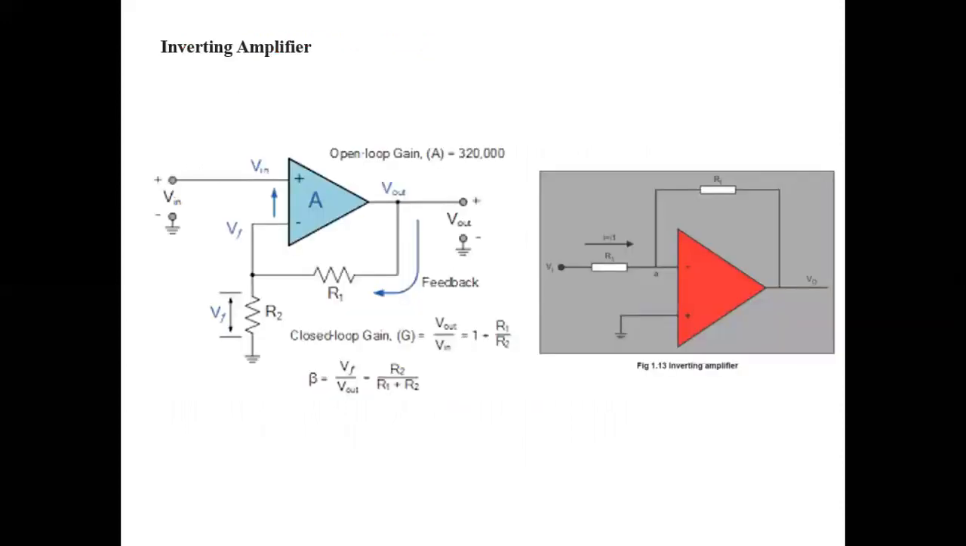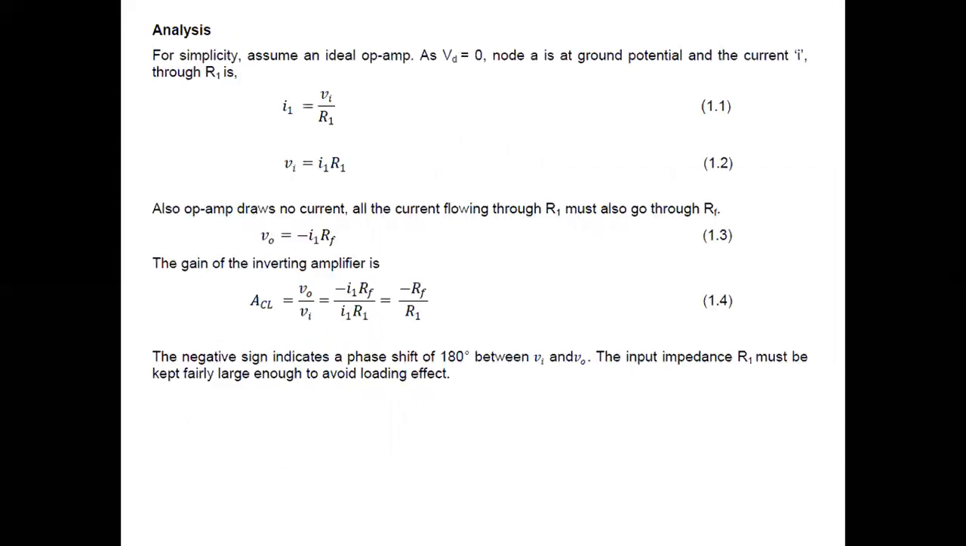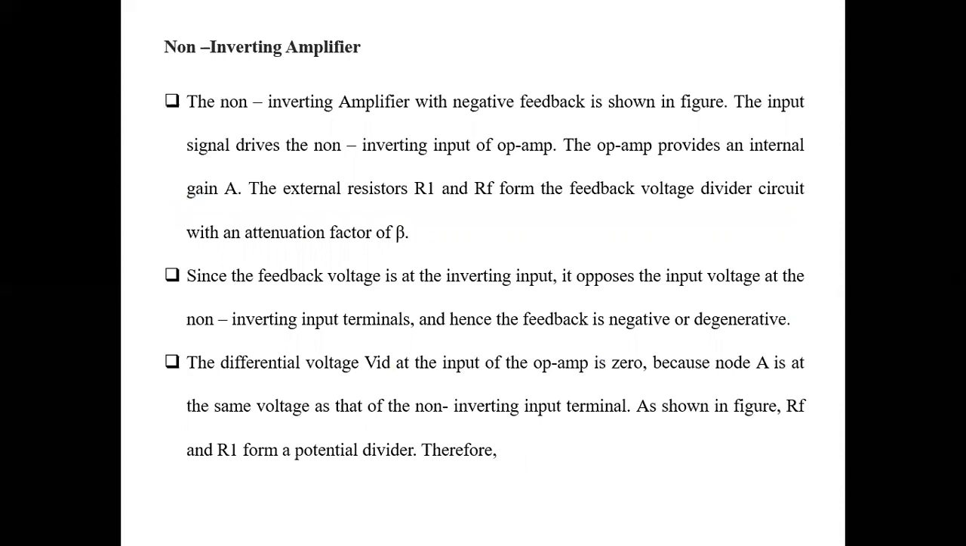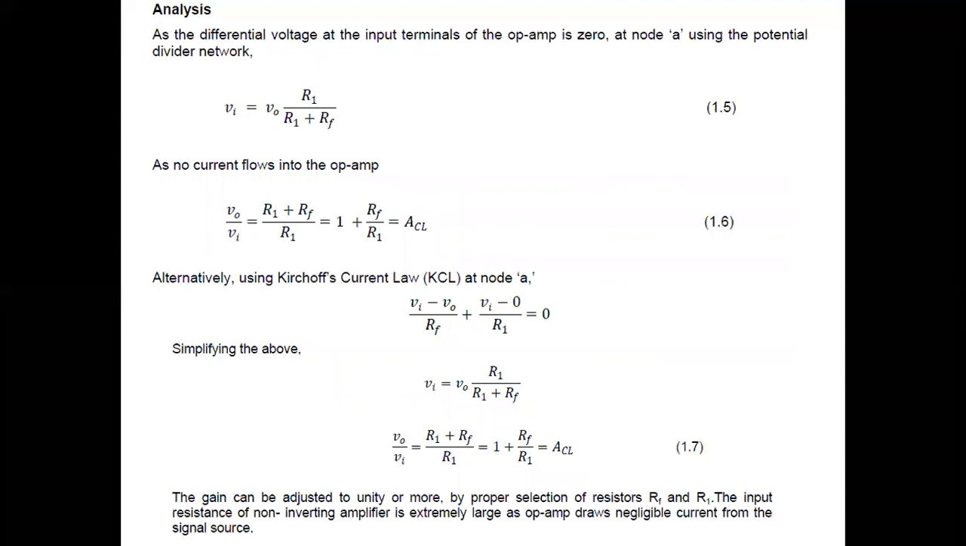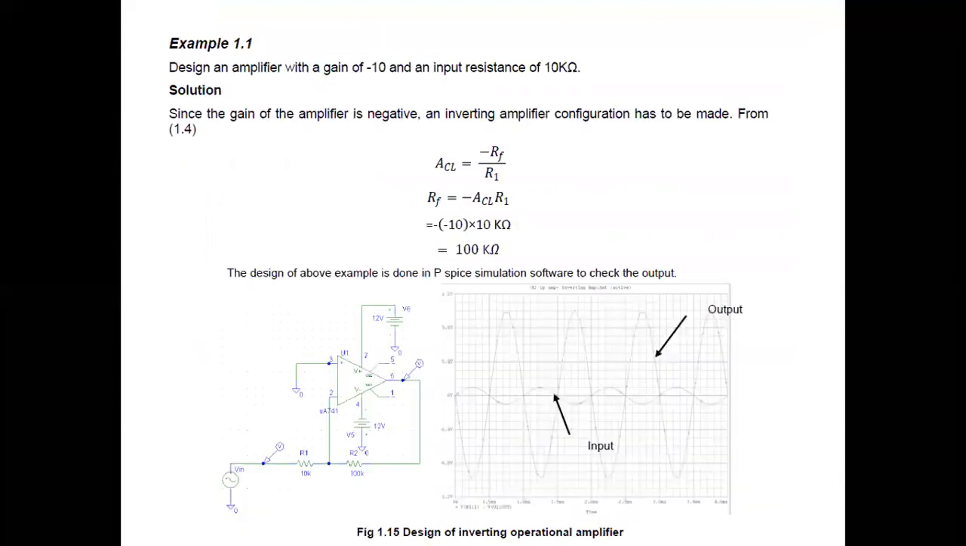So this is the basic example of closed loop configuration analysis, a non-inverting amplifier example, because here it is clearly shown that the output is connected with the input side. So this is an example for designing an amplifier with a gain of -10 and an input resistance of 10 kilo ohm.